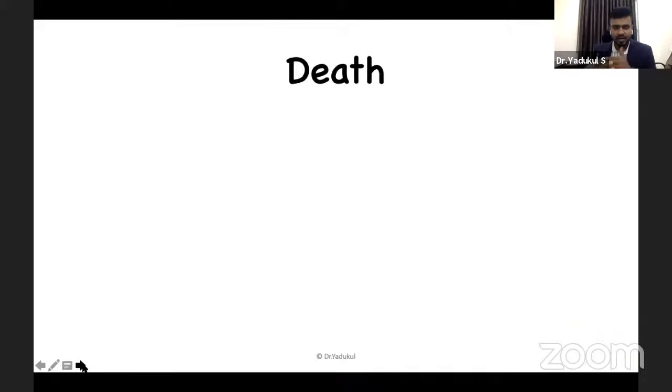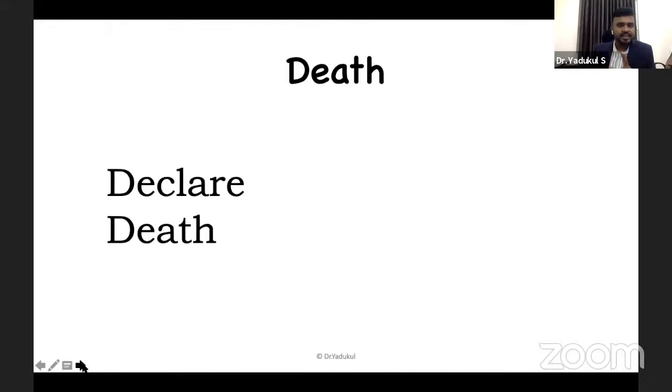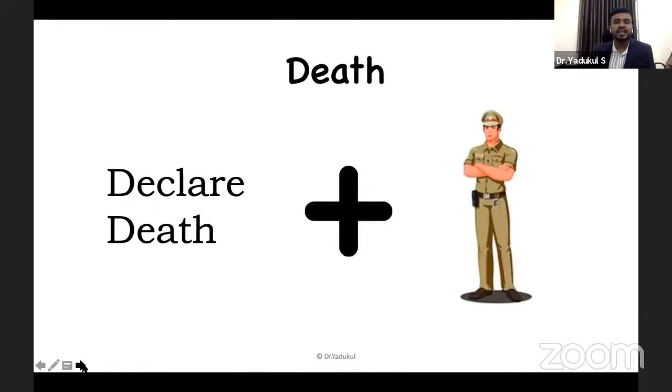Suppose all the treatment fails and the patient is dead. What you have to do is, first, declare death with all the protocols in your hospital. And the second important thing, as I told, this is a medico-legal case, you have to intimate the police.